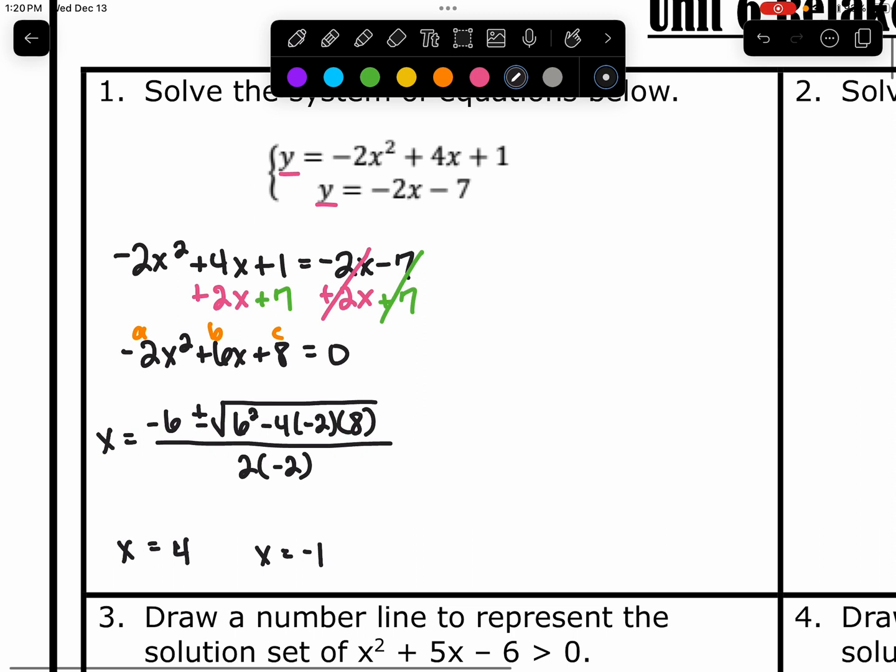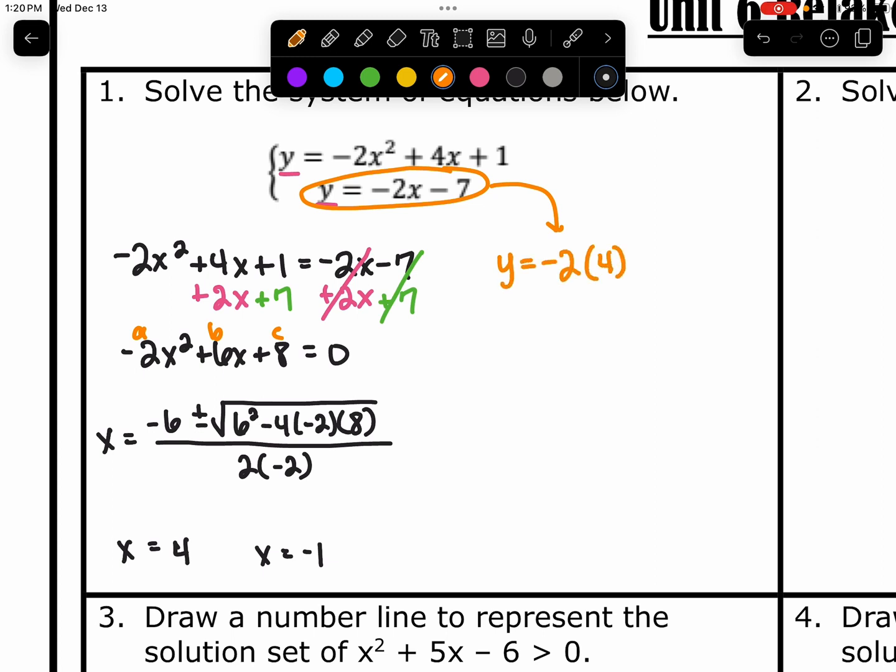Now, I know normally we would stop, but we have 2 variables that we have to consider. Okay, so y and x. So we're going to have to plug this back in. I'm going to use this equation because it's simpler. That's the only reason I'm using it. I could use either one.